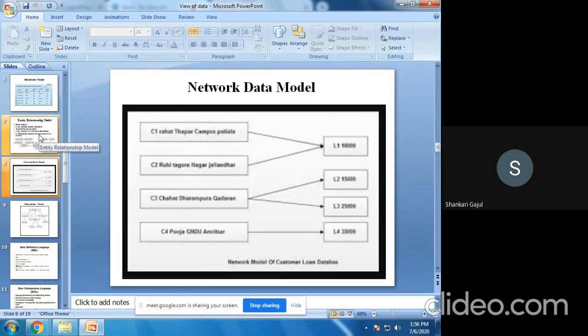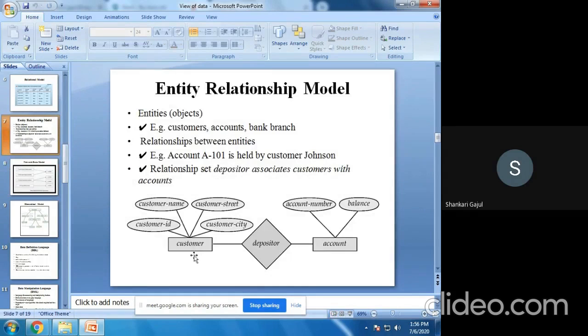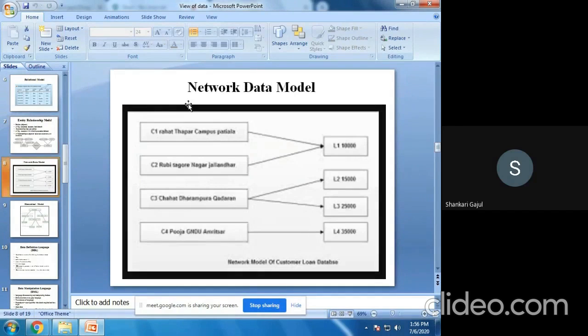So this is the difference from the entity relationship model. There we point to two entities by a particular relationship, but in a network data model, we just point between the two objects. This is the customer object and this is the loan object. So I want to make the relationship between both of these. I am just drawing one link between these two objects. Okay, so a link is associated with two particular records.